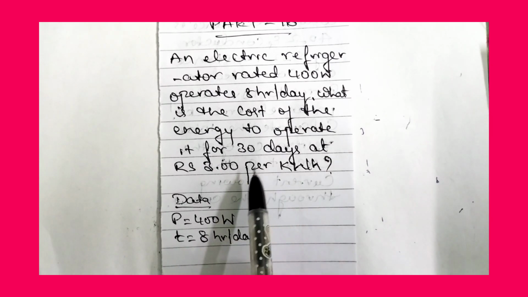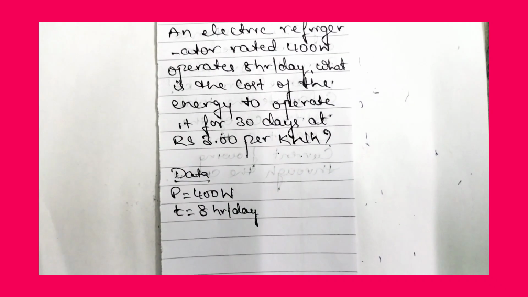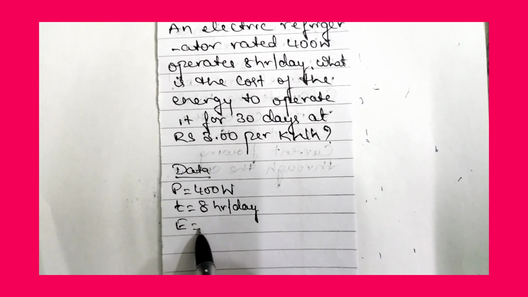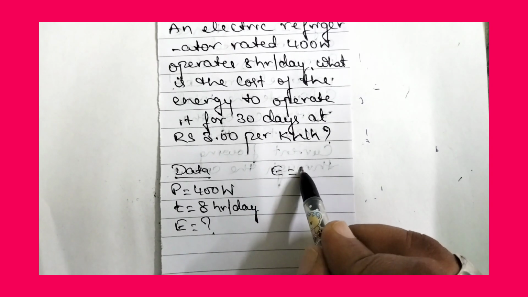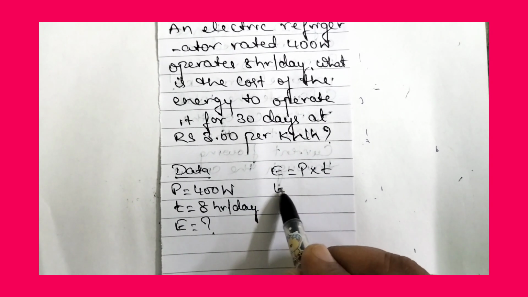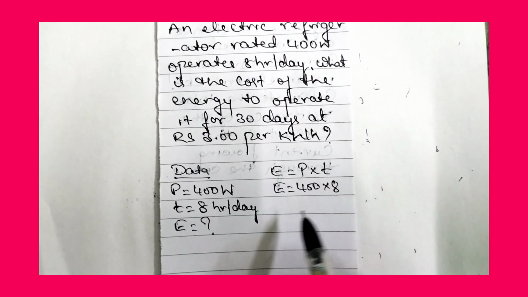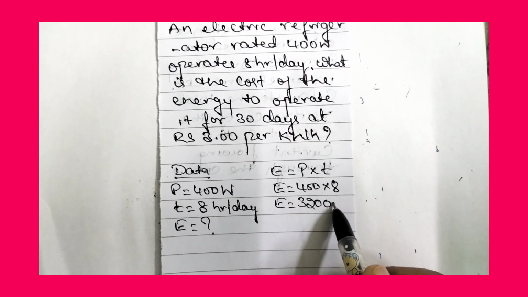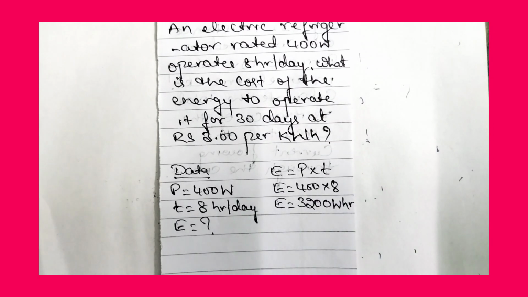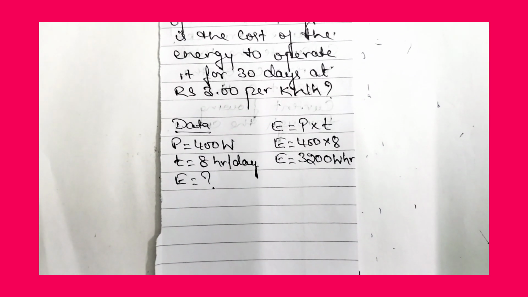Then what we have to calculate? We have to calculate the energy consumed by the refrigerator for 30 days. So now let us calculate this one. Let us calculate the energy consumed in one day. E is equal to P into T. E is equal to power is 400 into time is 8 hours. So E is equal to 3200 watt hour. This is the energy consumed by the refrigerator in one day.